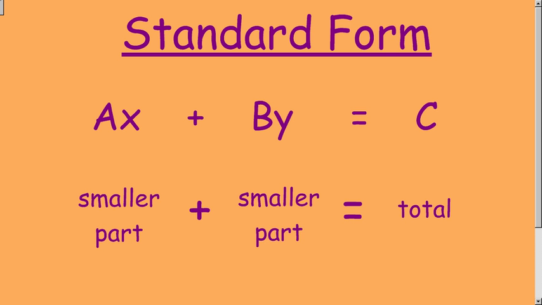So that's three good examples to help you along with picking out the equations in word problems using standard form. We're going to go over a couple other forms later on, but that should get you started for, I would say, a third of the word problems out there. And just remember, it's ax plus by equals c, where everything with a variable is on the left and everything that's constant is on the right, and it's a smaller part plus a smaller part equals the total. Good luck.